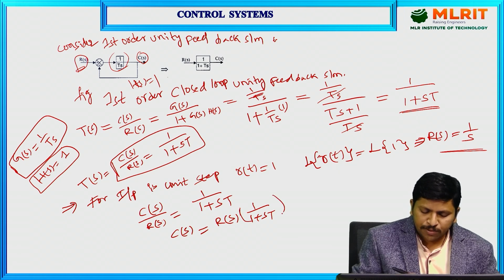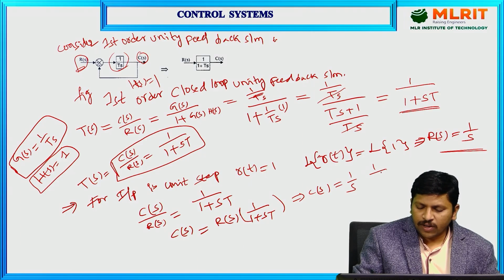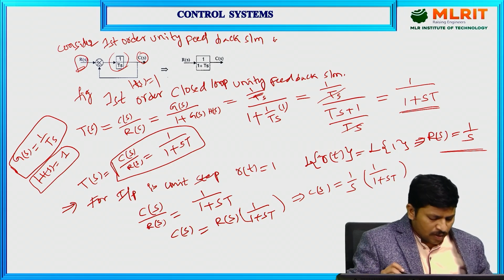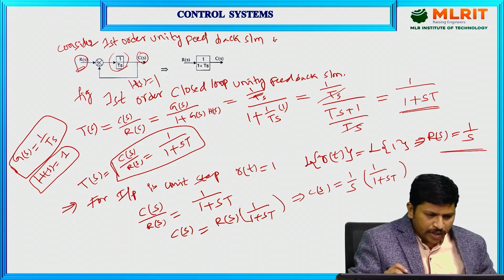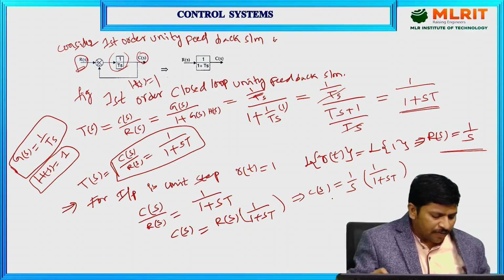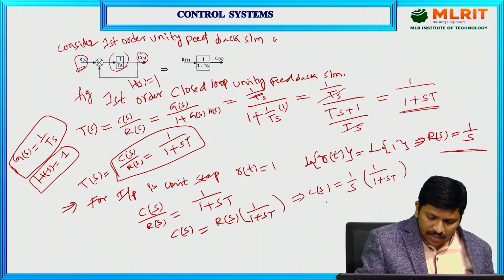In place of R of s, substitute 1 by s, so C of s equals 1 by s into 1 by 1 plus sT. This is our output equation. For this output equation, we are going to calculate the time response. This is in the s domain, and we are going to convert the equation into the time domain by partial fractions.